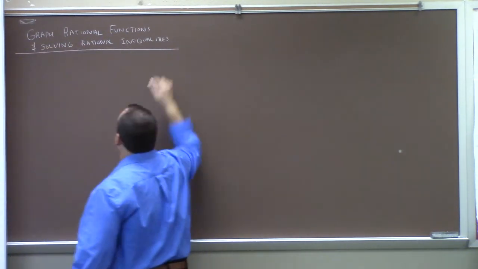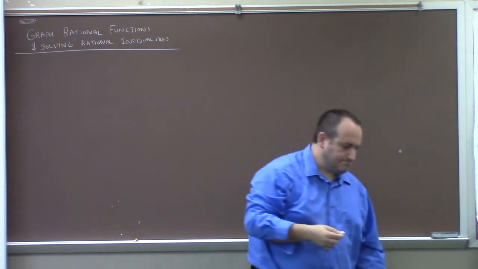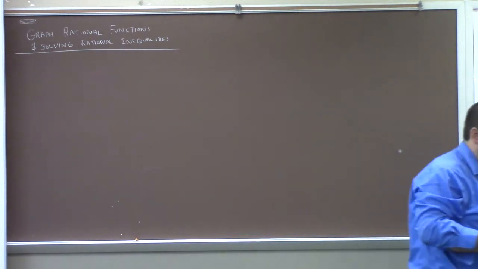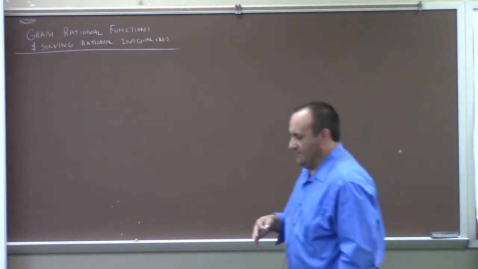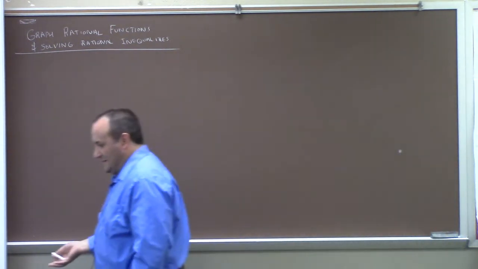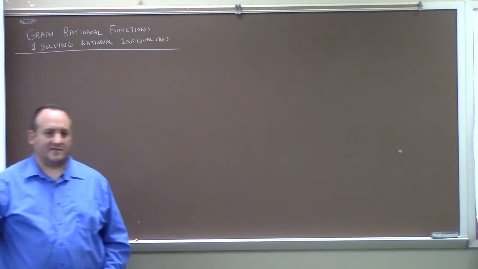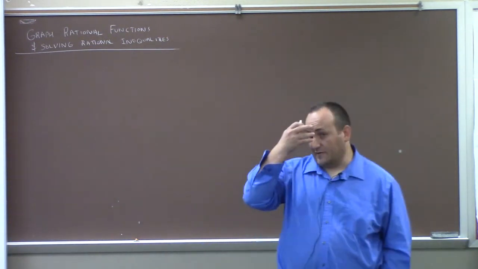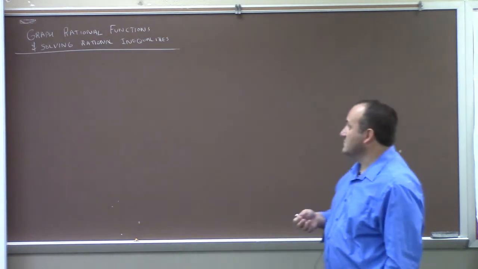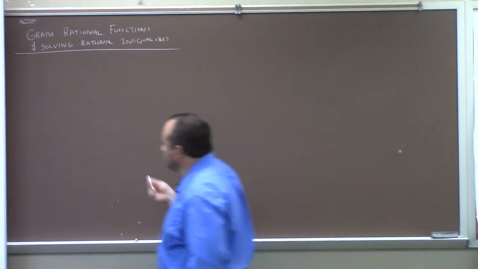Really, if you can do one, you can do the other. I mean, in some sense, I think we could have started with solving rational inequalities and then transitioned to graphing. That might even be a more logical order of operations because solving inequalities requires less nuance than graphing. Graphing is kind of more. So here's an example.